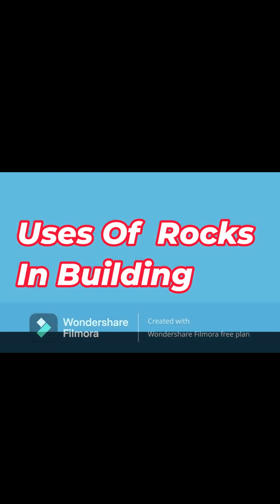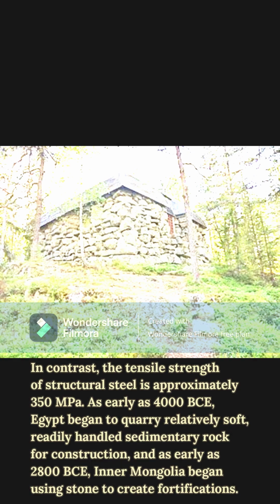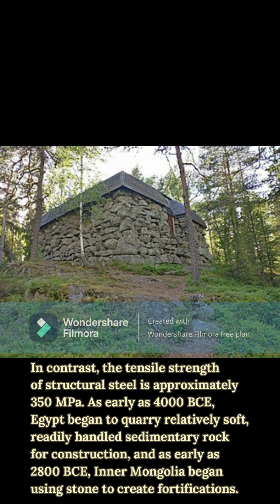Uses of rocks in building. The strength of rock varies widely. Quartzites can have a tensile strength of over 300 MPa, whereas sedimentary rock is so soft that it can be broken up with your bare fingertips. In contrast, the tensile strength of structural steel is approximately 350 MPa.